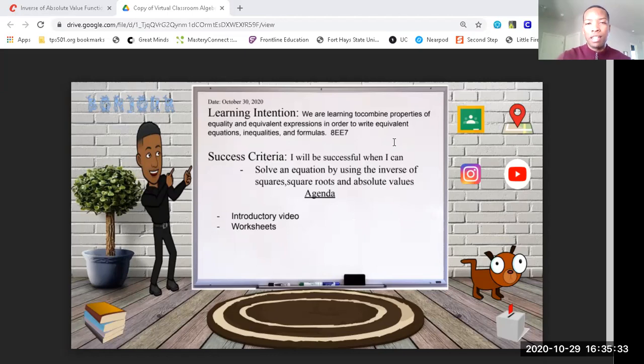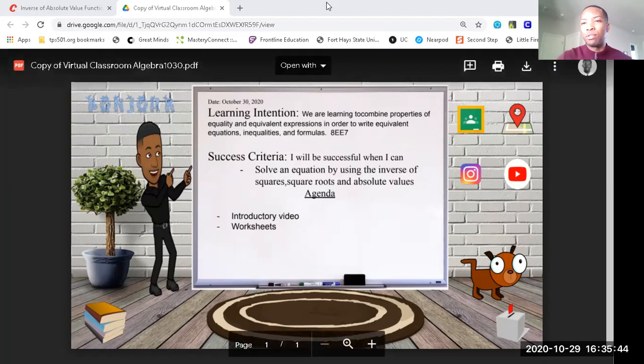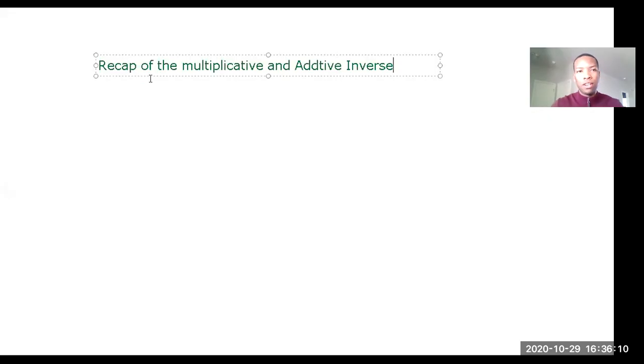In order to be successful at this, it states, I will be successful when I can solve an equation by using the inverse of squares, square roots, and absolute values. Before we start, I want us to go through a recap of the multiplicative and additive inverse first. So I'm going to write a question on here. So let's say the multiplicative inverse.